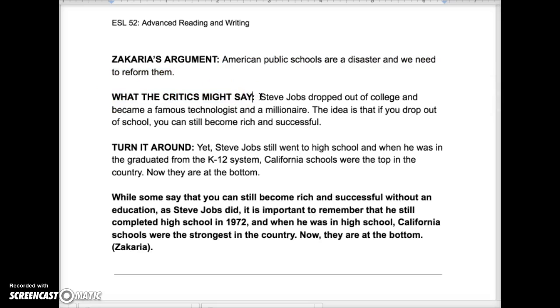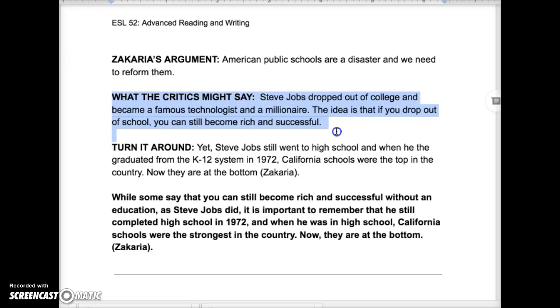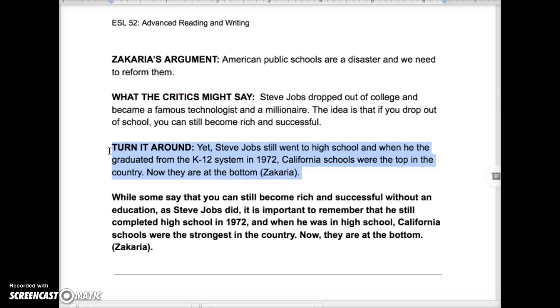The critics might say that Steve Jobs dropped out of college and became a famous technologist and millionaire. So the opposing idea is that if you drop out of school, you can still become rich and successful. Okay, so I would bring up the opposing argument and then turn it around. Yet, Steve Jobs still went to high school, and when he graduated from the K-12 system in 1972, we want to make it factual, California students were the top in the country. Now they are at the bottom. And I want to include my citation. Okay, so I've got what the critics say, and then I turn it around, and I squash it with evidence.